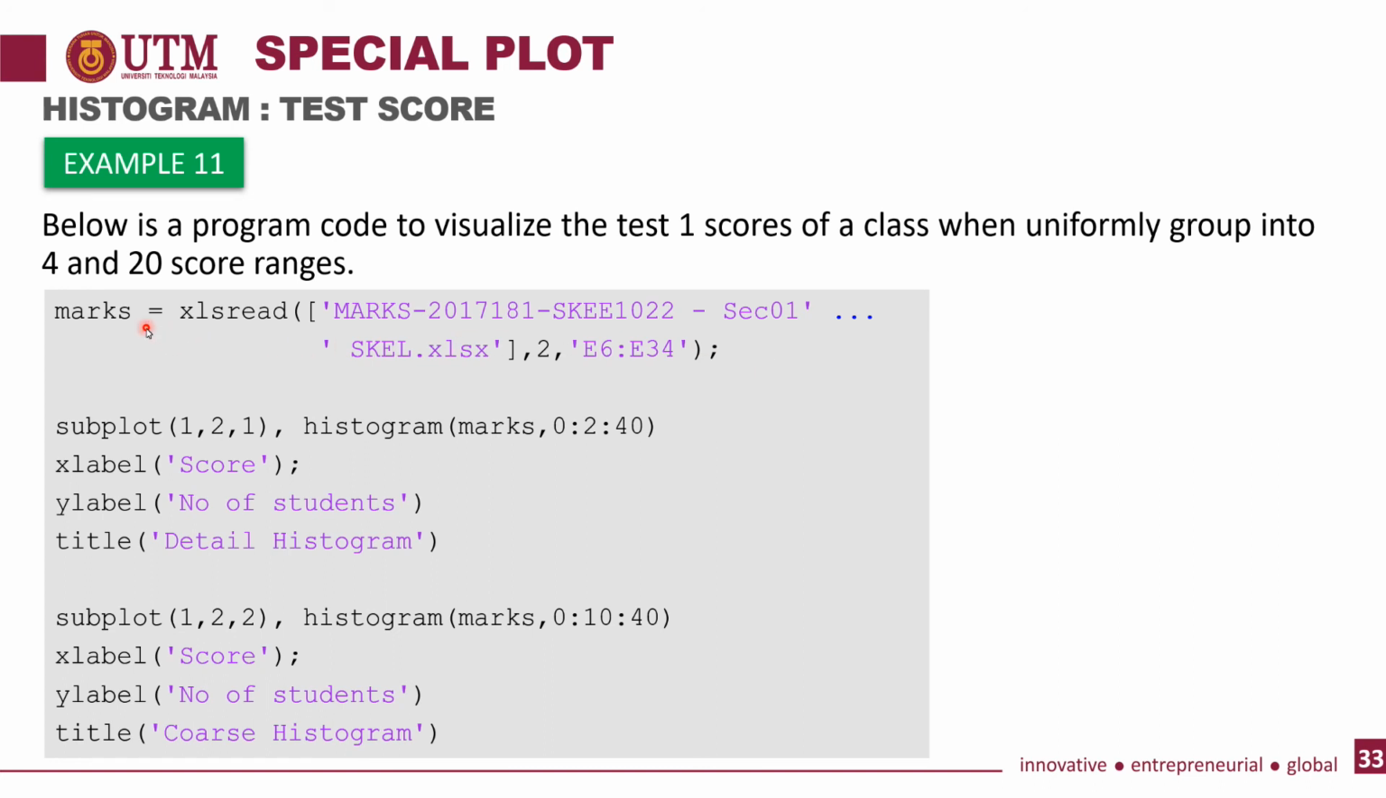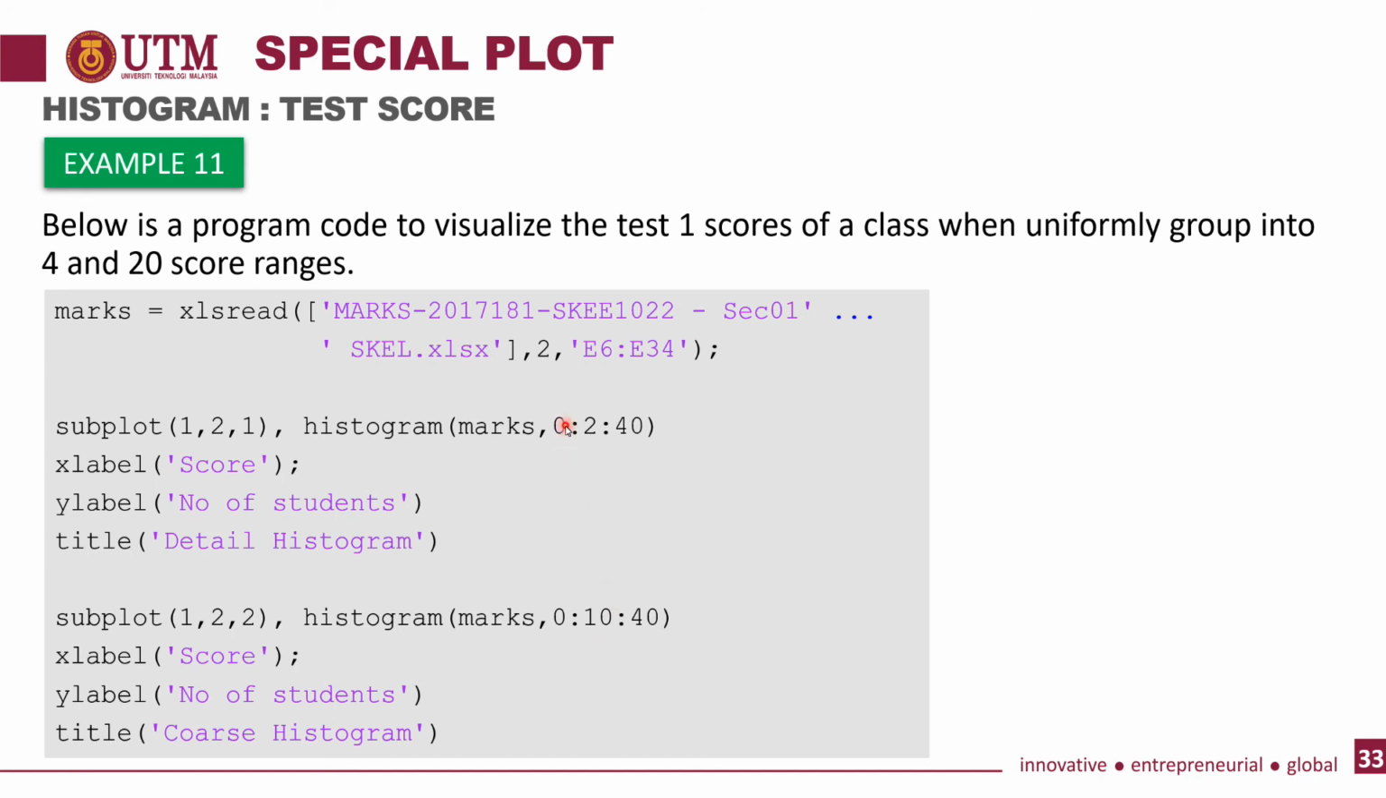The way that we are reading the data, we are loading the data from XLSX, which we already learned in the previous chapter. Then you see here we use subplot. Subplot creates 2 different plots: it only has 1 row but it has 2 columns, position number 1 and position number 2. The difference is that one uses marks 0 to 40 with the difference of 2, and the other 0 to 40 with the difference of 10.